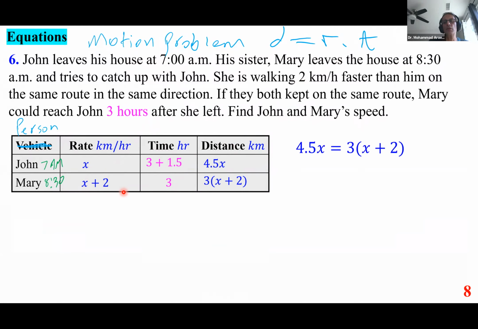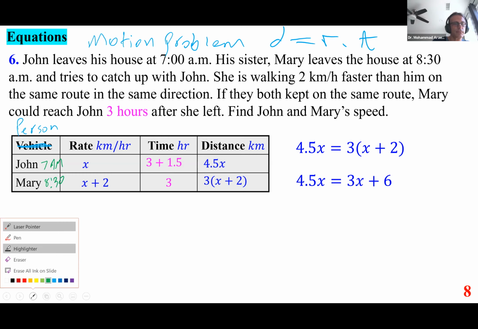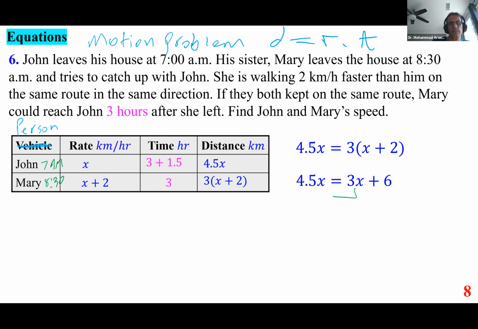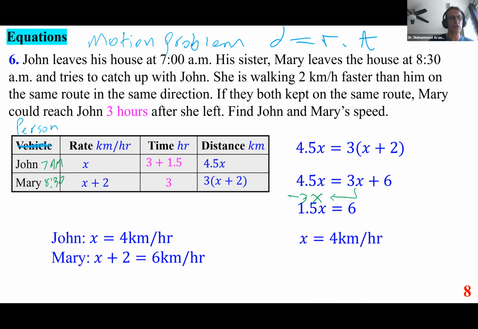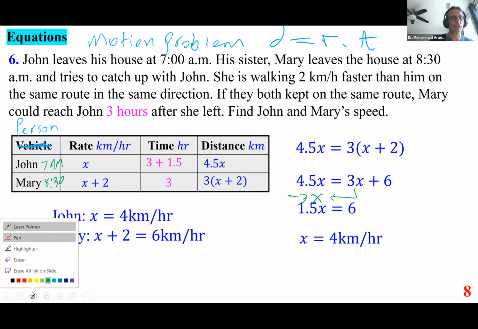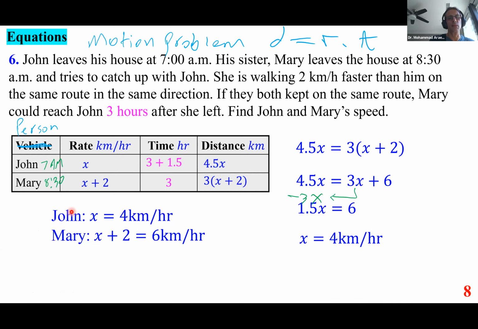Now, of course, you're going to distribute, you get 3x plus 6. You're going to subtract the 3x. You get 1.5x. And you divide by 1.5, we get 4. This is John's speed. Mary's speed is the same thing plus 2. And it's always good practice to write the units. So 4 kilometers per hour, the speed for John, and X plus 2, 6 kilometers per hour for Mary.